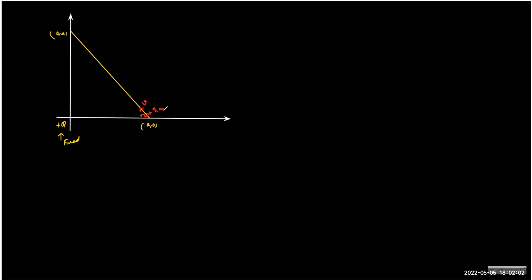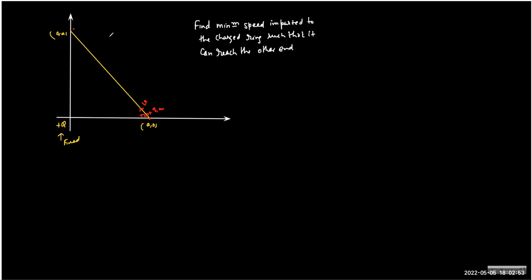So what is the minimum velocity we need to impart from this location so that it should reach the other end? Like it should just reach the other end. That's it. It can go beyond that also, but our idea is it should at least reach this point. So find the minimum speed imparted to the charged ring such that it can reach the other end. Maybe you can say B point, and let's say you release from A point.